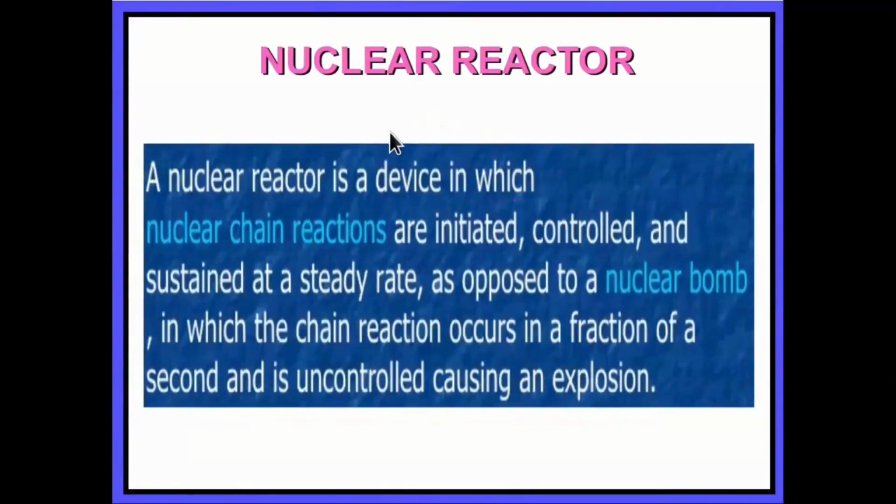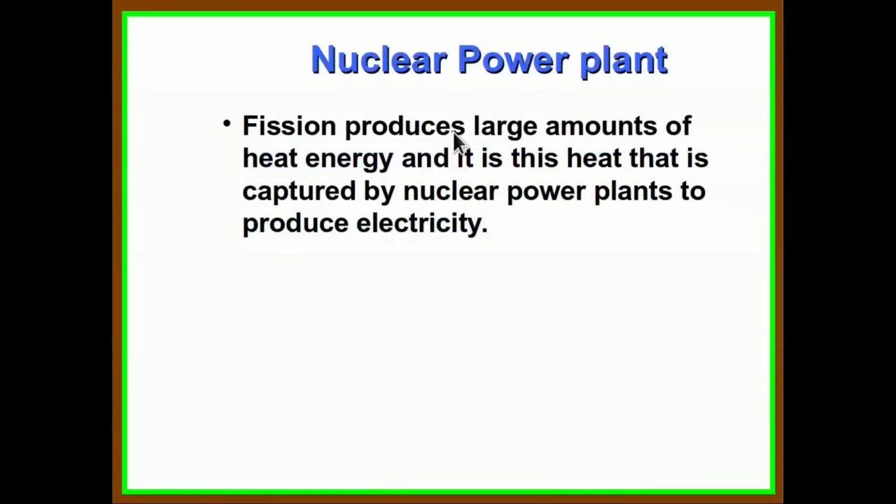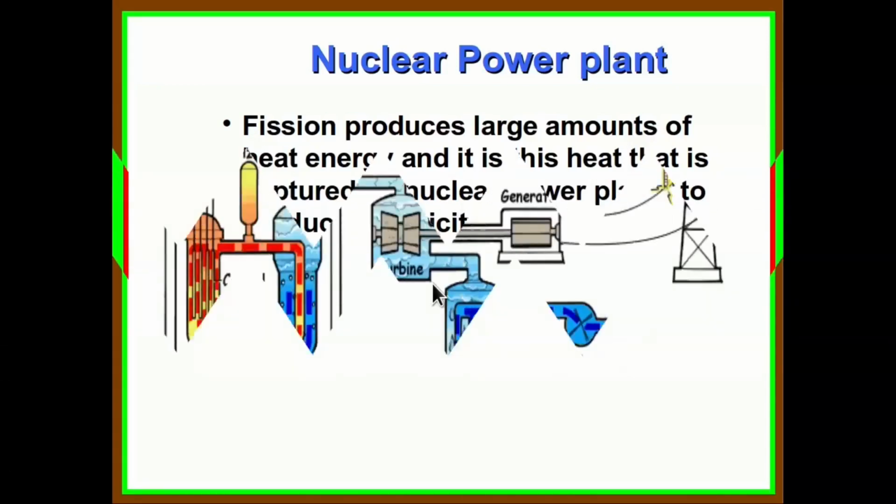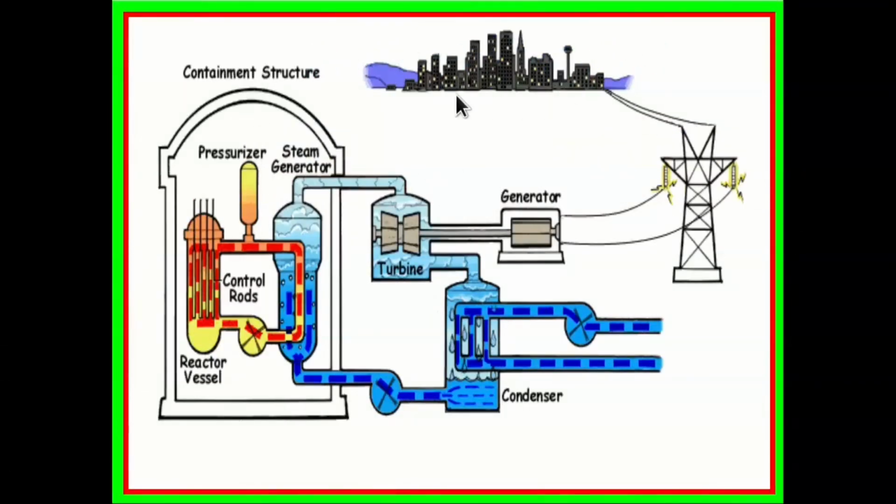In a nuclear reactor, nuclear chain reactions are initiated, controlled and sustained at a steady rate, as opposed to a nuclear bomb, in which the chain reaction occurs in a fraction of a second and is uncontrolled and causes an explosion. So a nuclear reactor is a controlled chain reaction device. Here, fission produces large amounts of heat energy, and it is this heat that is captured by nuclear power plants to produce electricity. So this is a typical schematic of a nuclear power plant.